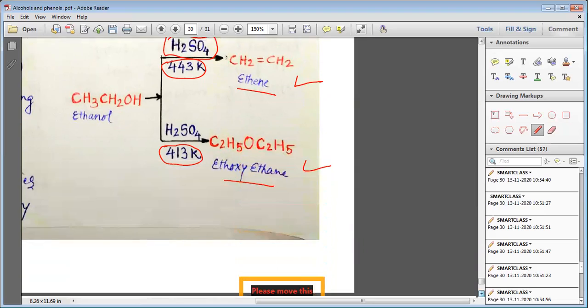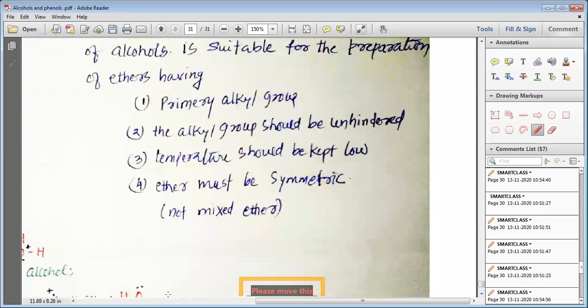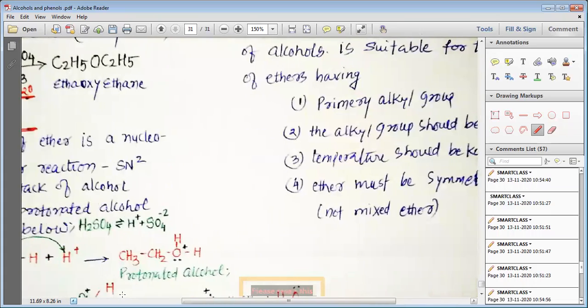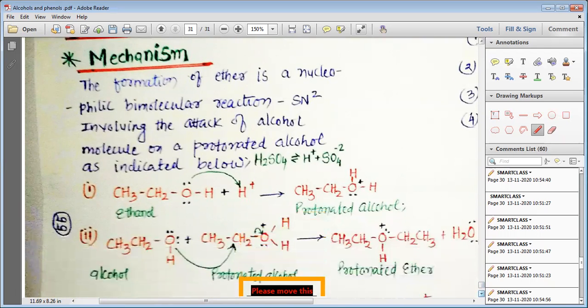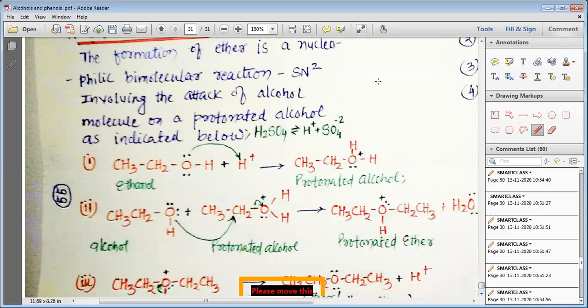Let's move forward and understand the mechanism for this reaction. You can see here that when ethanol reacts with sulfuric acid at the temperature of 413 Kelvin, we get ethoxyethane. This particular reaction takes place in various steps. The formation of ether is a nucleophilic bimolecular reaction. So please remember that it follows the SN2 mechanism, involving the attack of an alcohol molecule on a protonated alcohol. So we'll see them step by step.